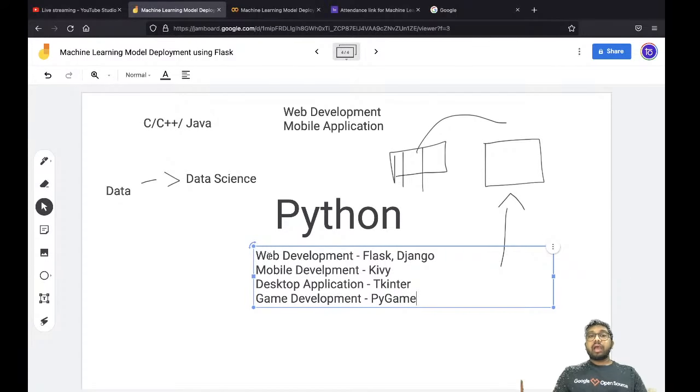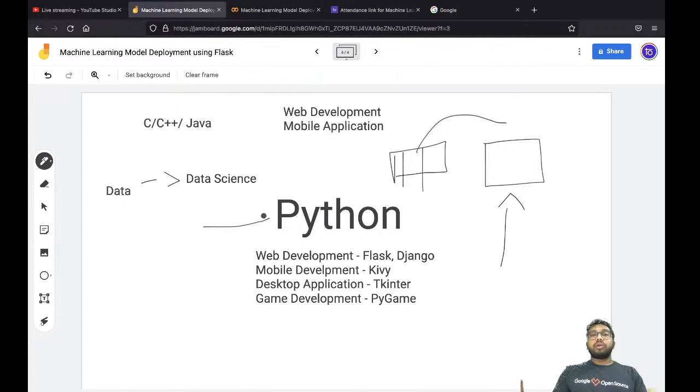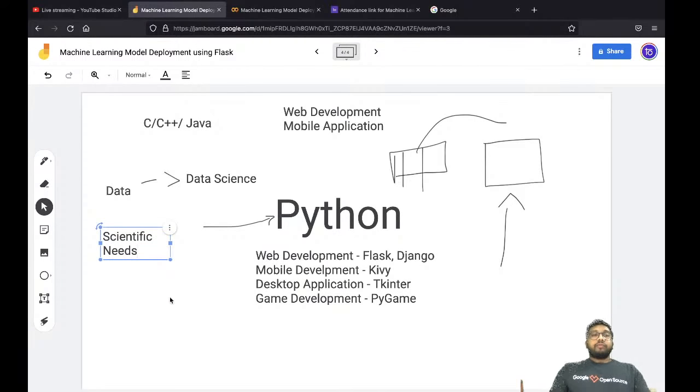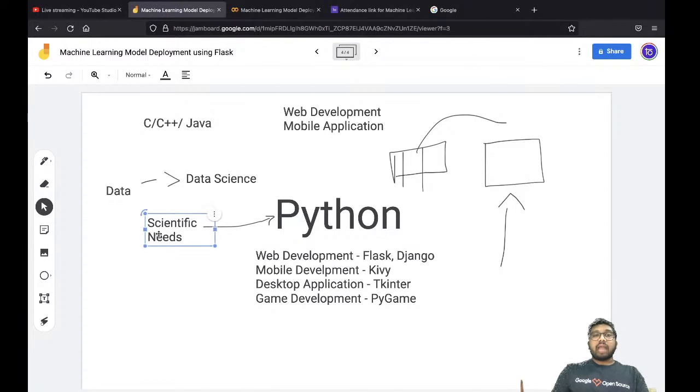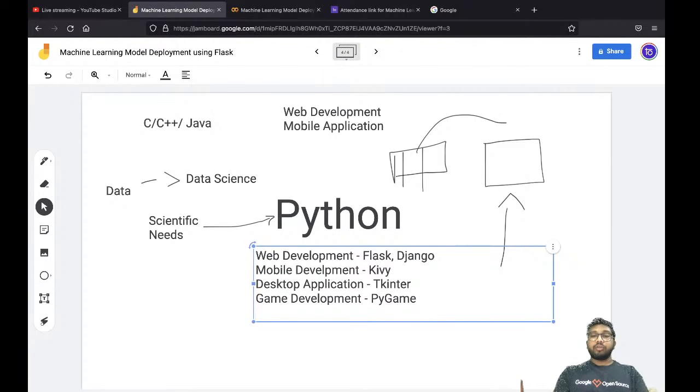So over here, we have everything in store. That means Python is not saying that I am dedicated to some part. I'm only for data science. No, Python is saying I am an all-rounder. I'm an all-rounder, but the only reason is that I don't have much grip, much potential over these kinds of stuff, right? Python is dedicatedly for scientific applications, let me write over here, scientific needs. For all the scientific needs, scientific calculation, scientific computation, Python has been considered at the top. That's why we have the field known as machine learning.